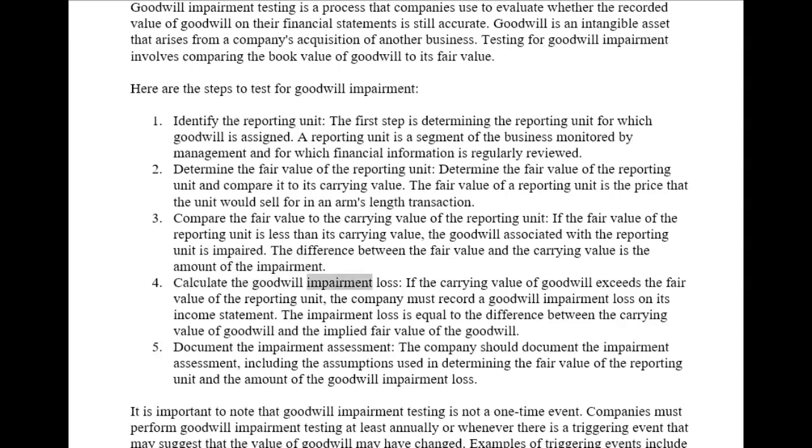Calculate the goodwill impairment loss. If the carrying value of goodwill exceeds the fair value of the reporting unit, the company must record a goodwill impairment loss on its income statement. The impairment loss is equal to the difference between the carrying value of goodwill and the implied fair value of the goodwill. Document the impairment assessment. The company should document the impairment assessment, including the assumptions used in determining the fair value of the reporting unit and the amount of the goodwill impairment loss.